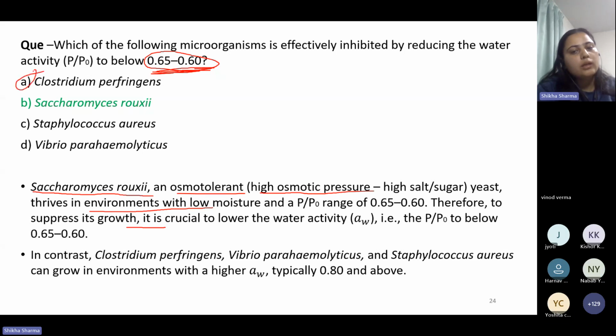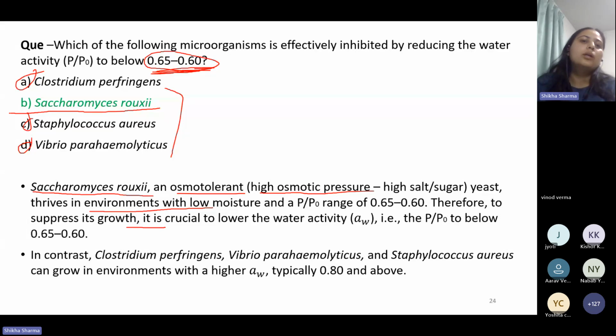Option A, option C, and option D are microorganisms which grow at greater than 0.8, so they cannot be true. So option B, because it's an osmotolerant yeast, can grow in lower water activity, but if we decrease the water activity further, it cannot grow. Okay, is it correct?